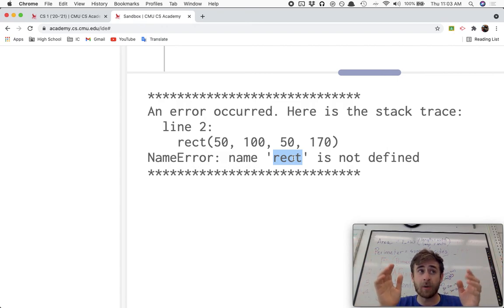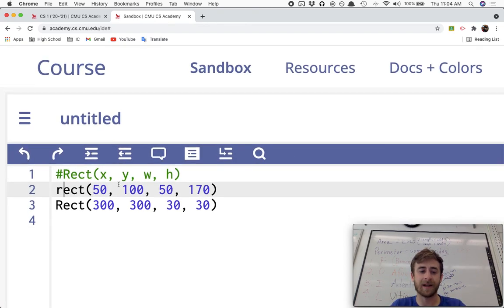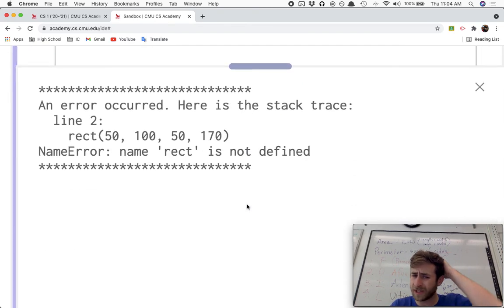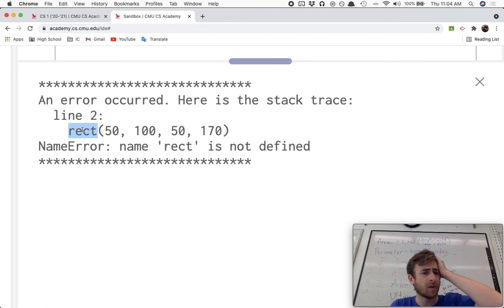The computer doesn't know lowercase r. Rect means that you want to make a rectangle. You have to be very specific and detail oriented. So you just have to be like, oh, okay, wait, where was the error? Line 2, rectangle. I said to make it a rectangle.